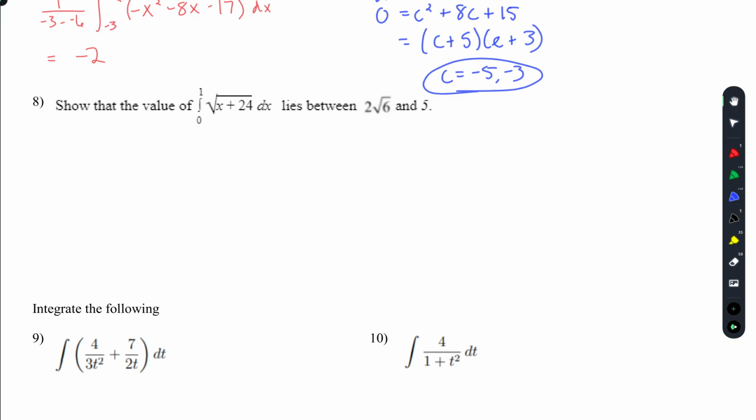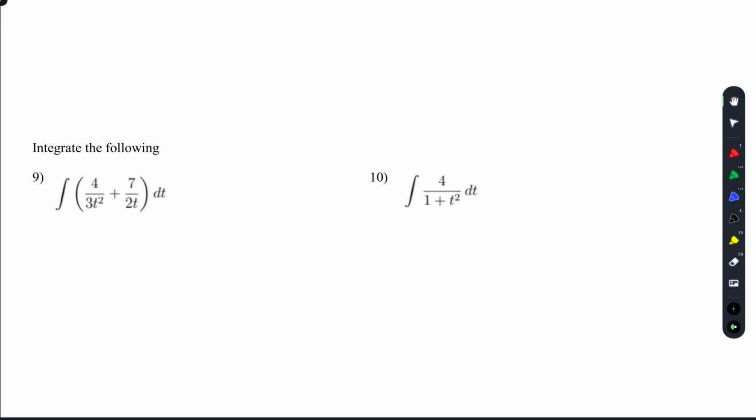Actually, we'll be done. Do you know the antiderivative of 10? Almost. Don't forget plus C. There we go.